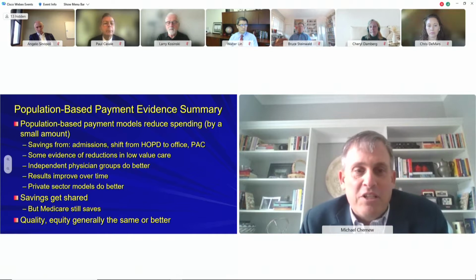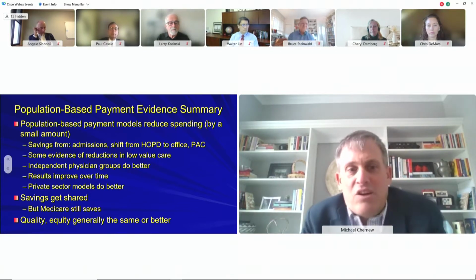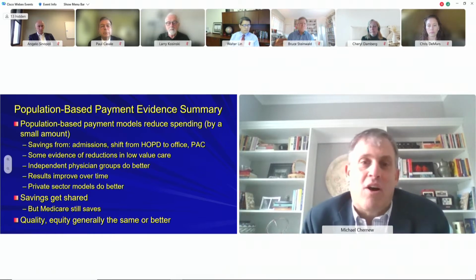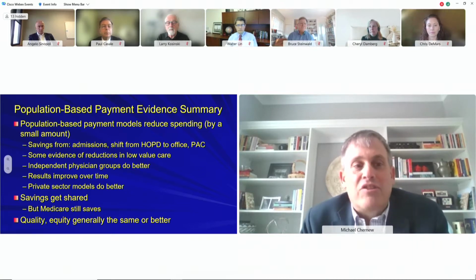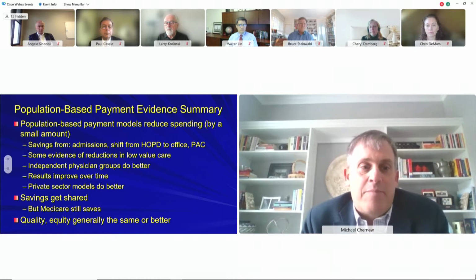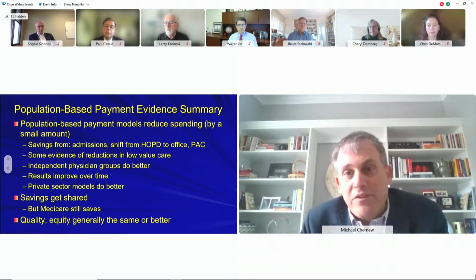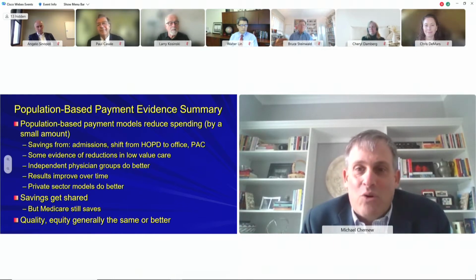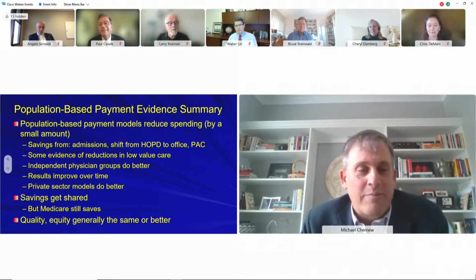So in the case of population-based payment, here's my summary of the evidence. Population-based payment models, think ACOs, reduce spending, albeit by a small amount. There are savings for admissions, a shift to office as opposed to hospital outpatient departments, and a bunch of savings in post-acute care. There's some evidence of reduced use of low-value care. Independent physician groups often do better. My joke about that, I'm not sure it's funny, is if your goal is to reduce hospitalization, it helps you if you're not a hospital.